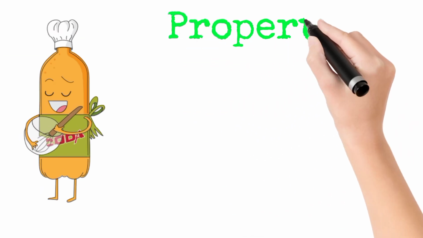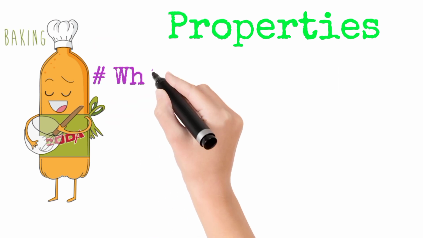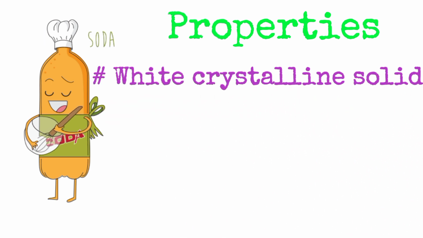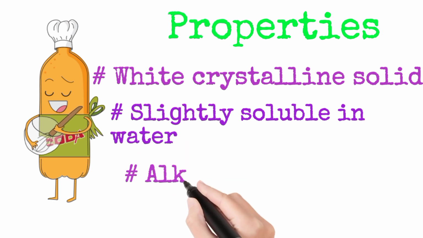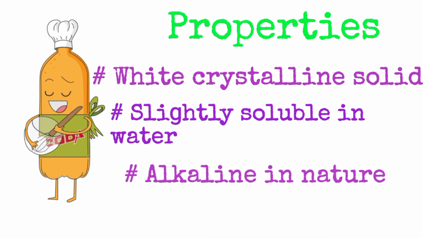Now the properties of baking soda. It is a white crystalline solid. It is slightly soluble in water. Baking soda is alkaline in nature.